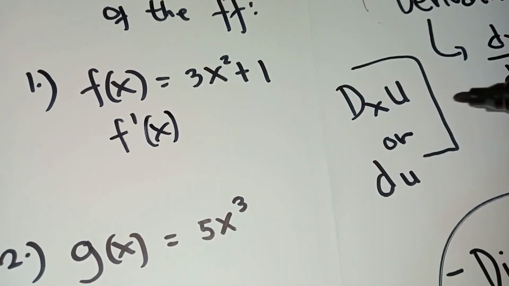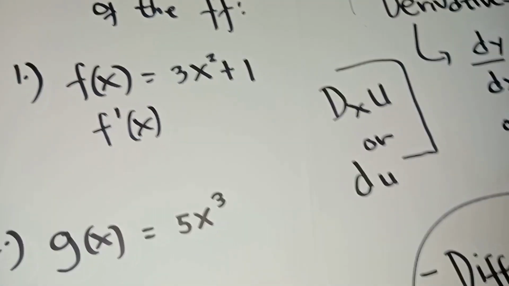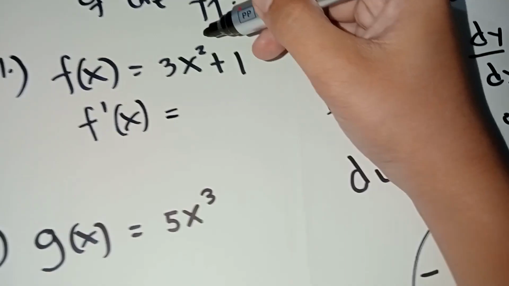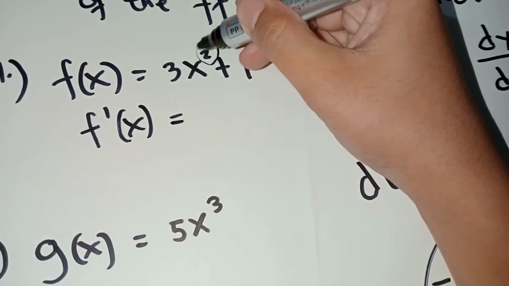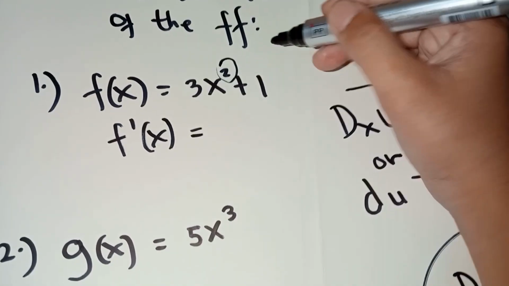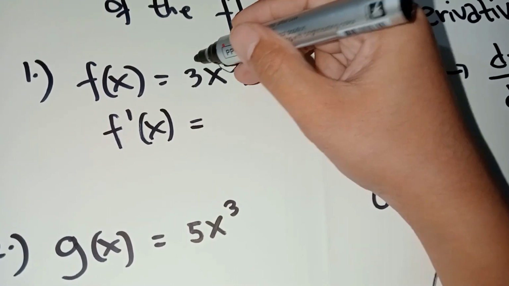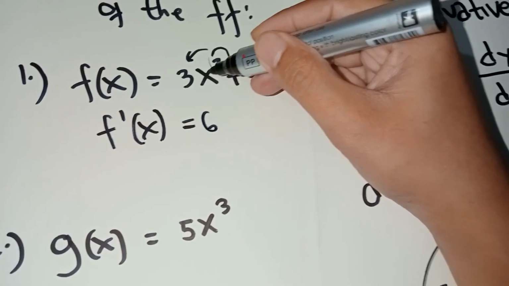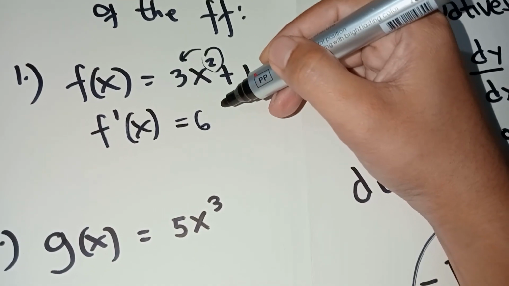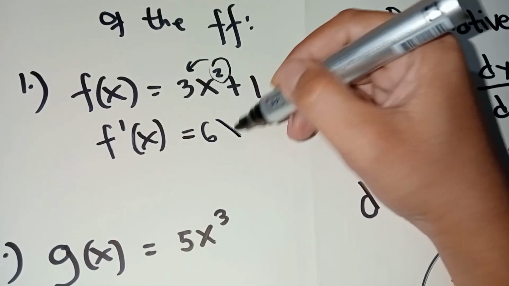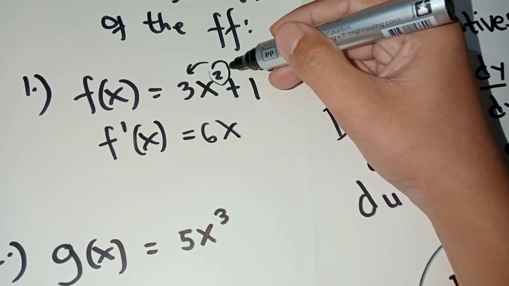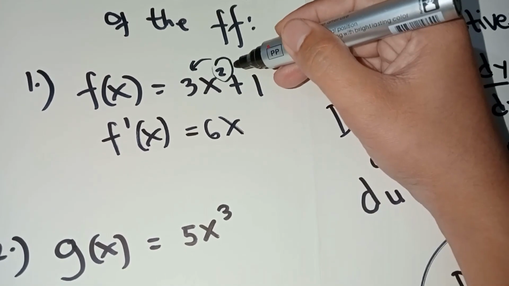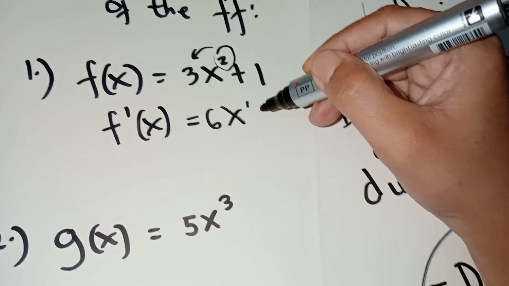It means the derivative of f of x equals, multiply the exponent by the numerical coefficient. 2 times 3, we have 6. Then copy the variable x. Then subtract 1 from the exponent. 2 minus 1, that is 1.